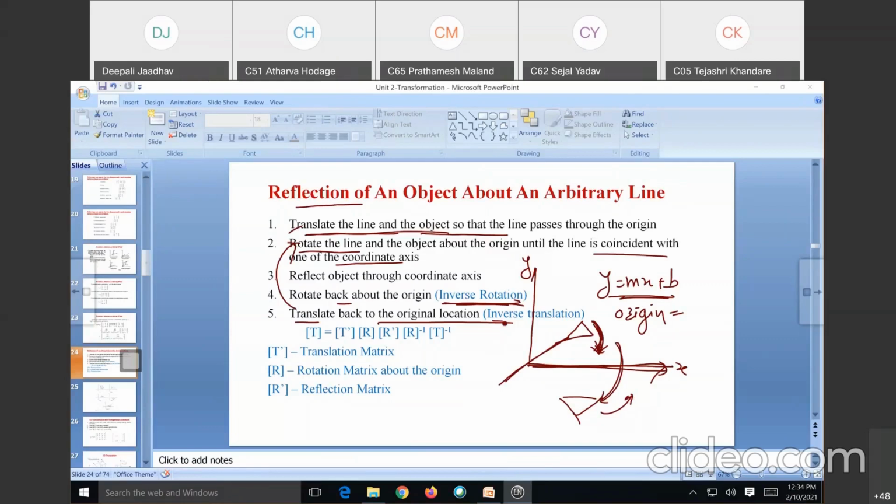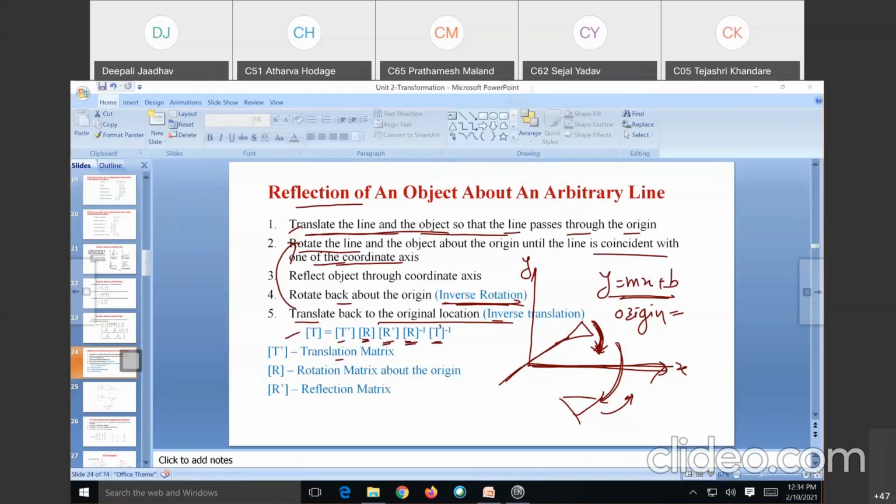And therefore the transformation matrix for this is T is equal to the first translation matrix so that the line passes through the origin. Then the rotation, so it should be coincident with the coordinate axis. Then the reflection, and then inverse of this rotation R, and inverse translation. So these 5 steps we need to do here.